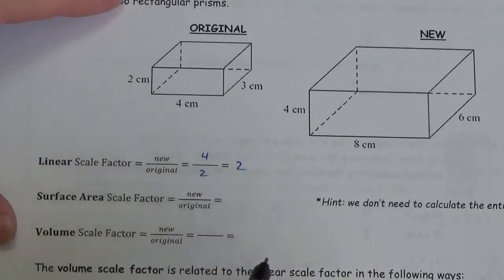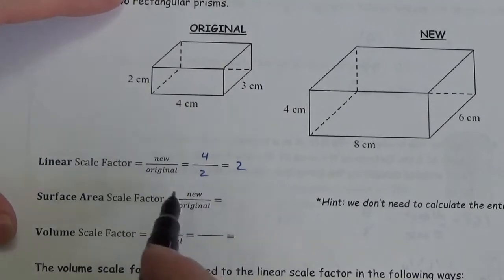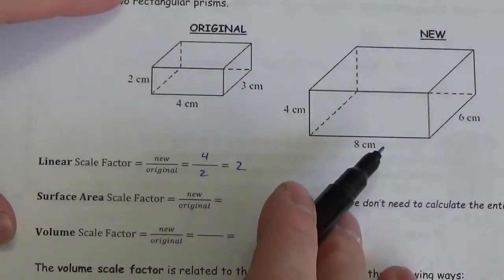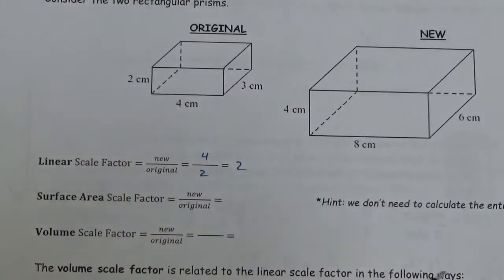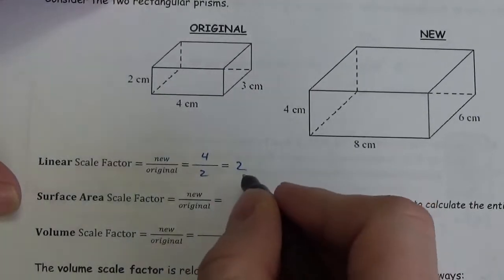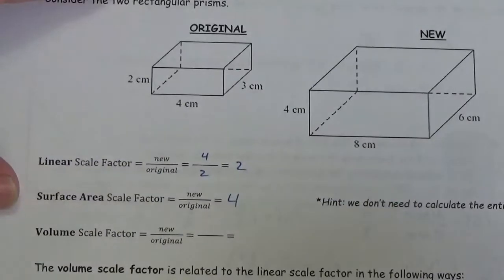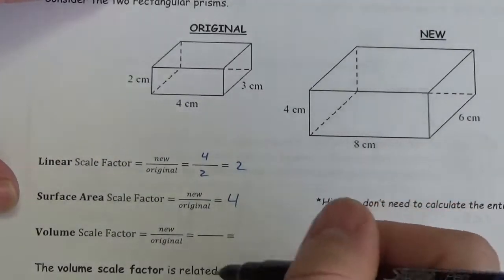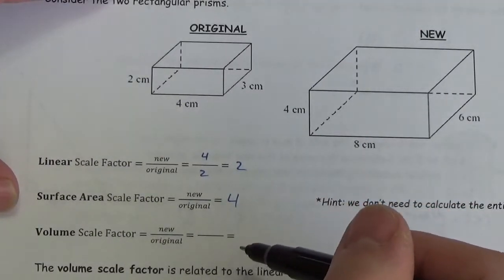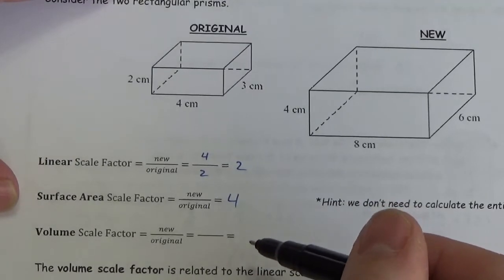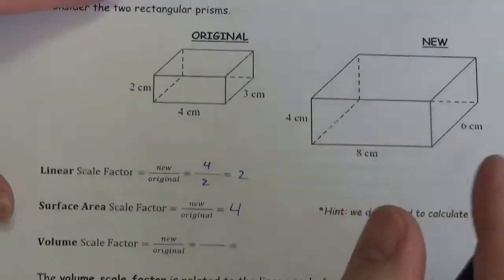So I don't need to worry about finding out the surface area of both of those. I could. It's just kind of a lengthy computation. It's not hard, it's just long. But I already know that's going to be 4. Now, based on that pattern, I can probably guess what this volume scale factor is, but let's just take a look at it.